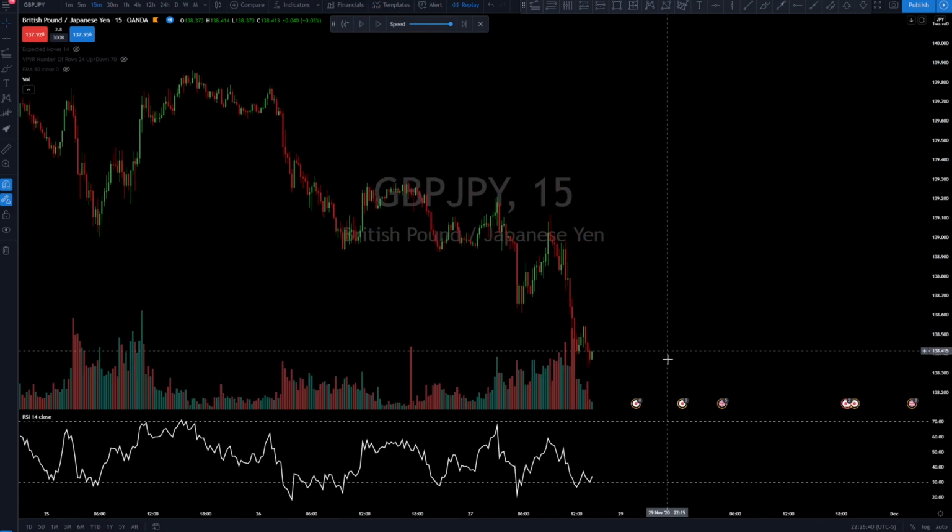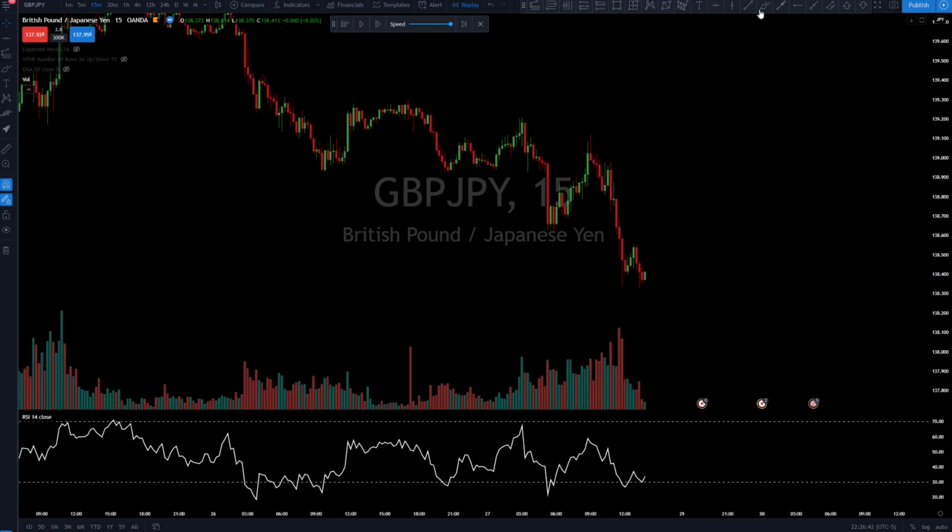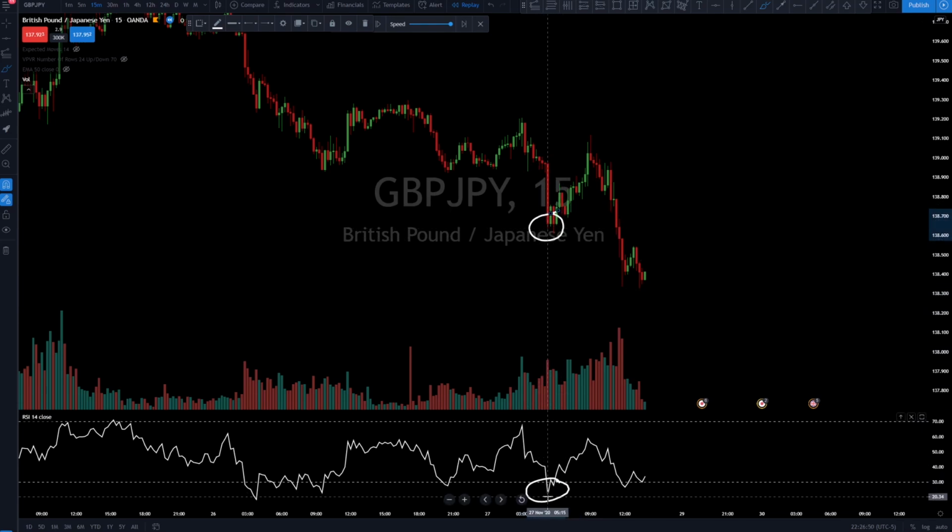So here we go. This is an example of RSI divergence. You can see right here we have a low on the RSI and a low on price. But now notice that this low on RSI, followed by the next low, this low is higher than this low.